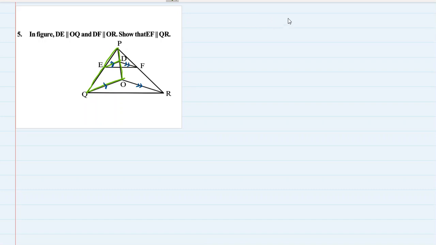Can you tell me? ED is parallel to QO, right? So can you apply BPT? What you will get? PE upon EQ is equal to PD upon DO. Make it equation number 1. Now consider one more triangle, which I am going to mark in red.